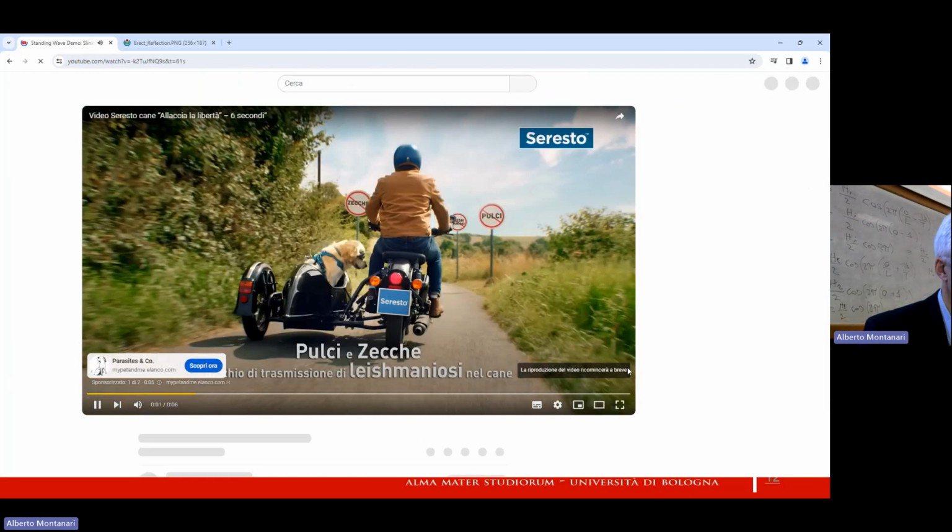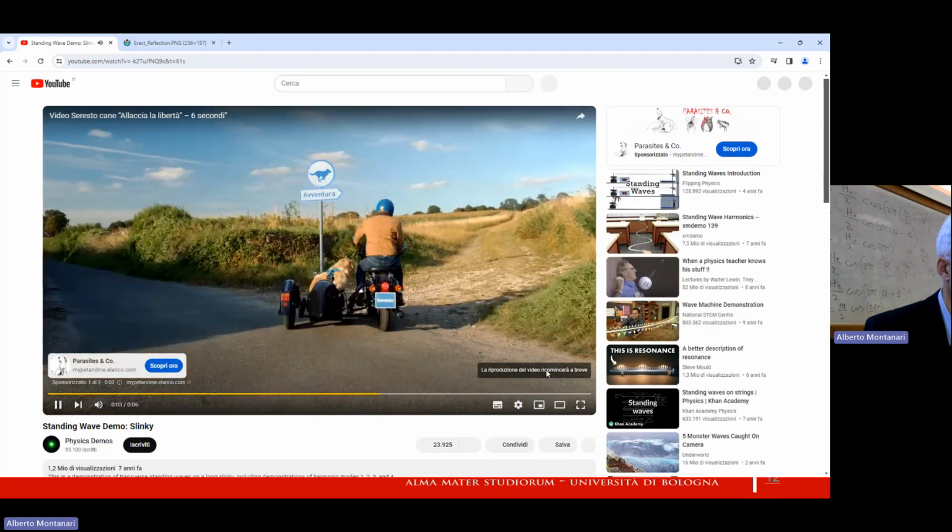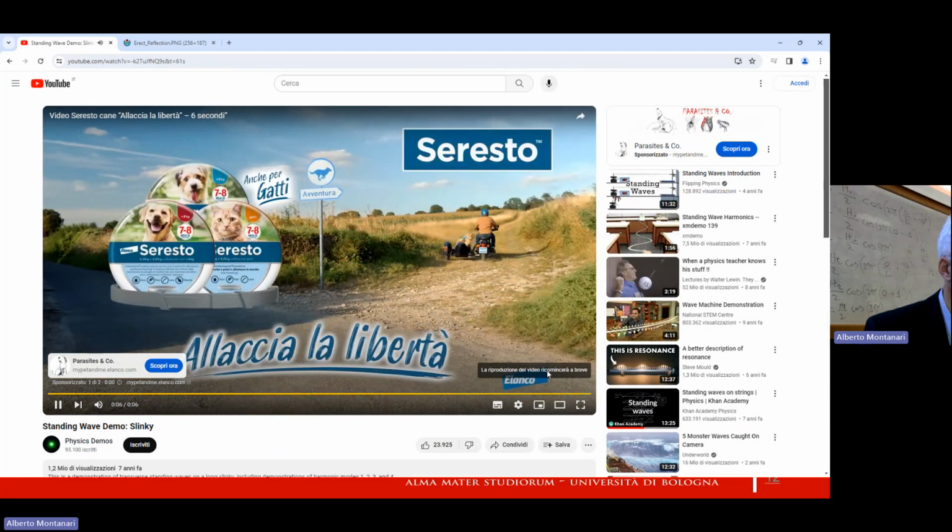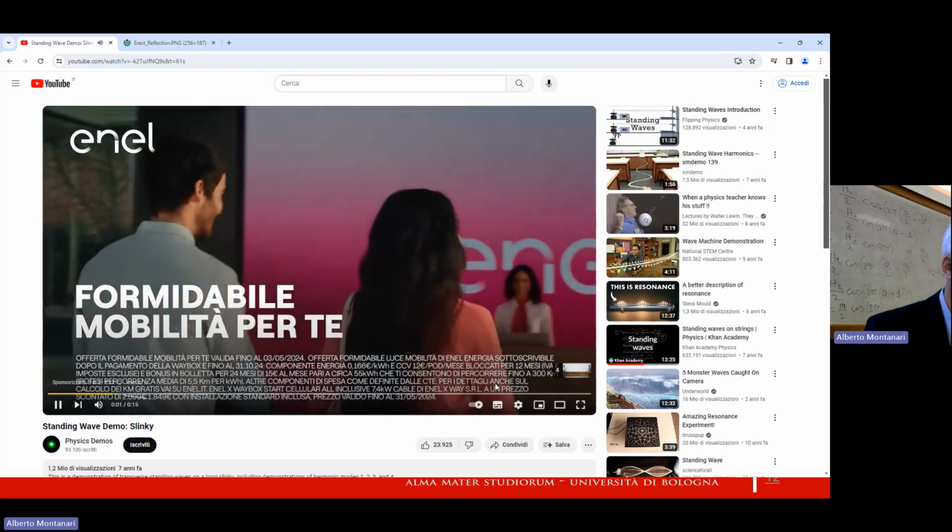Se resto protegge fino a 8 mesi da pulci, zecche e dal rischio di leishmaniosi nel cane. Allaccia la libertà. Oggi con Enel hai una nuova offerta formidabile.